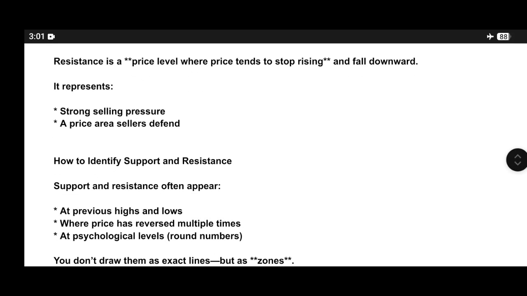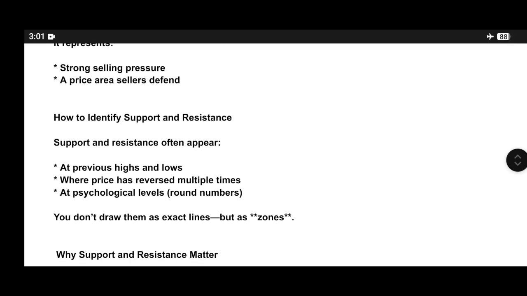Then how to identify support and resistance: at previous highs and lows, where the price has reversed multiple times, and at psychological levels or round numbers. You don't draw them as exact lines, but you see them as a zone. So don't see support and resistance levels as an exact line. No, see them as a zone or area in the market.